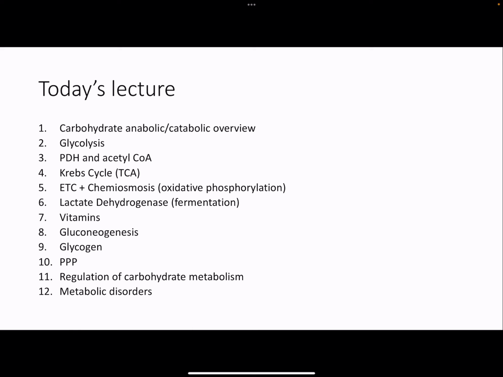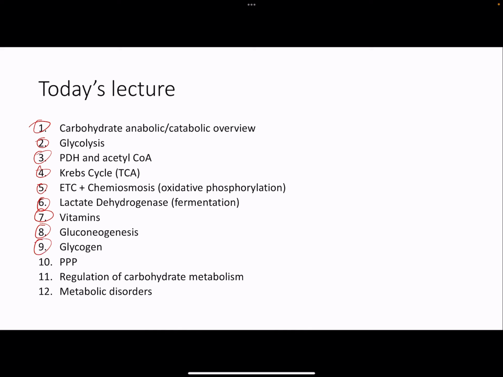Okay, today we're going to be talking about a general overview of carbohydrates, glycolysis, PDH, acetyl-CoA, the Krebs cycle, electron transport chain, and ATP synthase. What's the purpose of lactate? A huge section on vitamins, which is really going to get into a couple of things we'll see in future lectures. Making new sugar in times of need when the body's hungry.